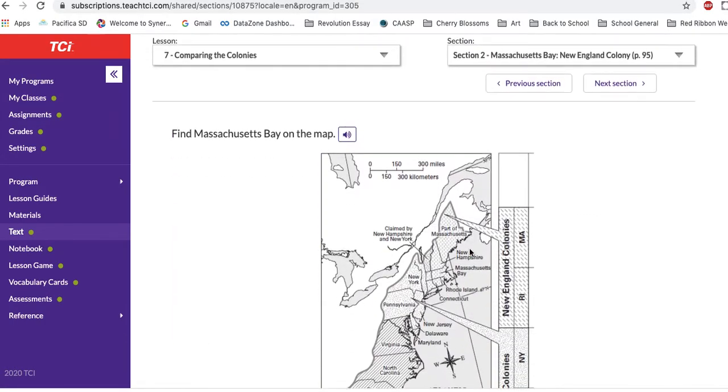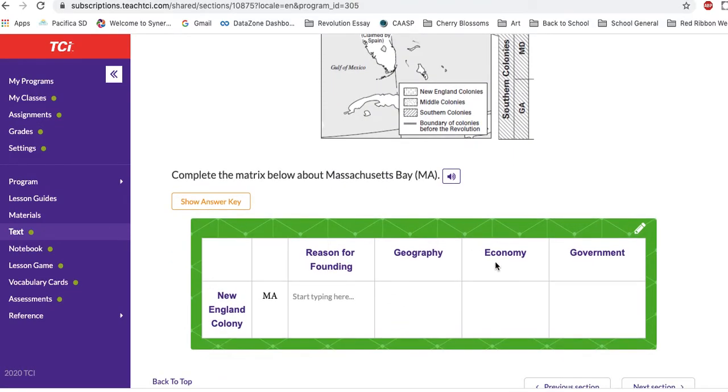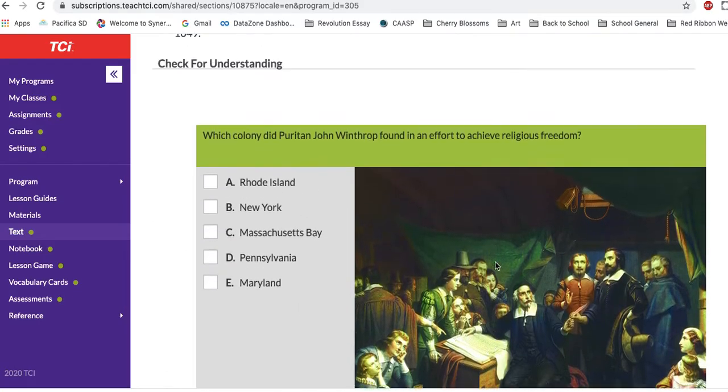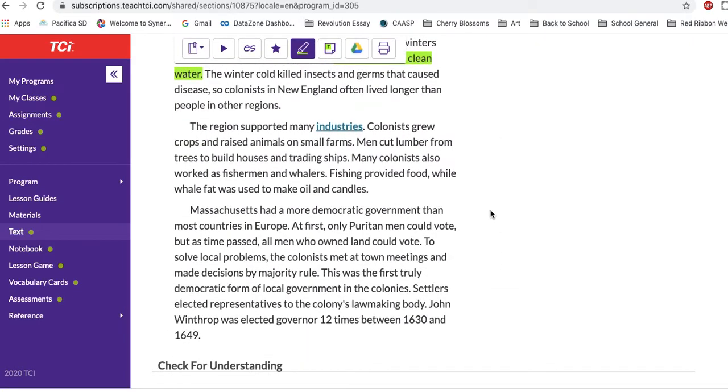Now the next part of the matrix says economy. So what are some of the things that help the economy for Massachusetts? The region supported many industries. Colonists grew crops and raised animals on small farms. Men cut lumber from trees to build houses and trading ships. Many colonists also worked as fishermen and whalers. Fishing provided food, while whale fat was used to make oil and candles.